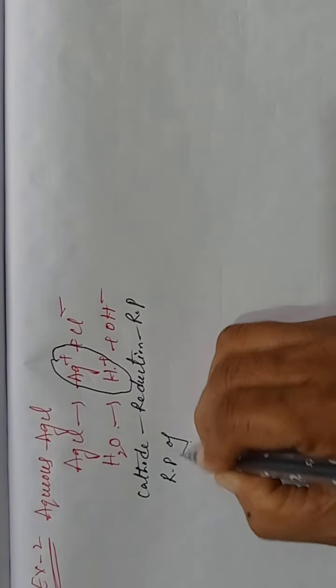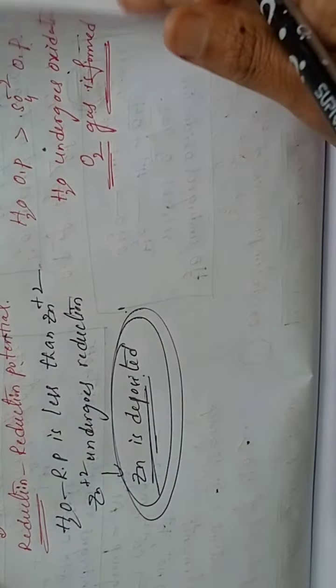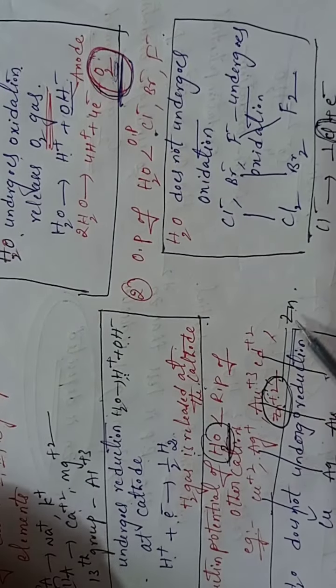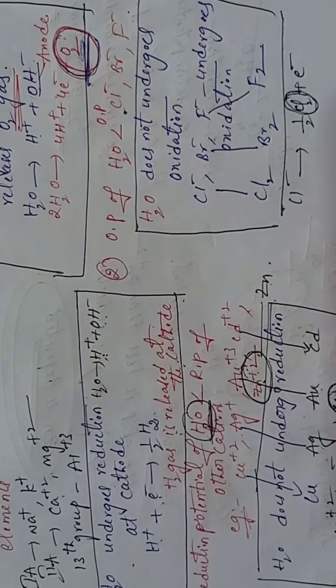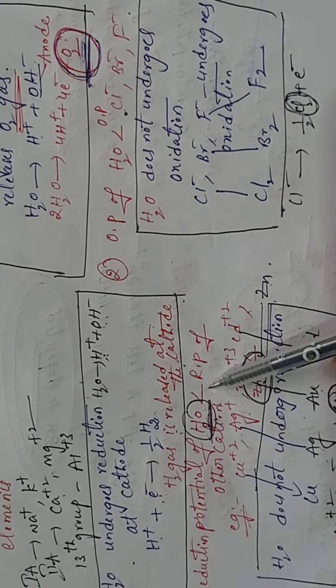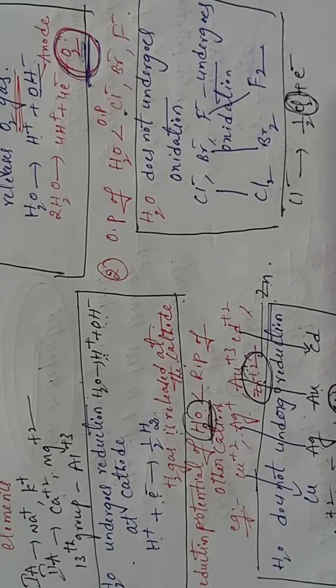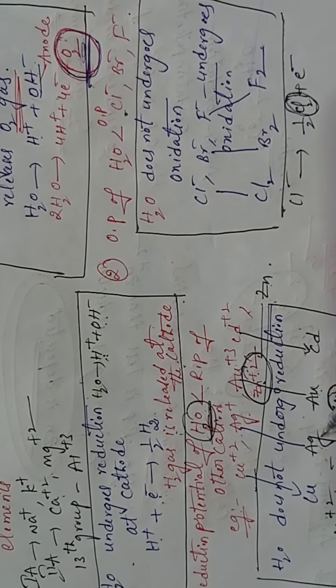Reduction potential of water and reduction potential of Ag+. Now you check, students, which one is more. Now see in the second case, water and Ag+. Water has a reduction potential less than Ag+. So that's why Ag+ undergoes reduction, produces Ag.